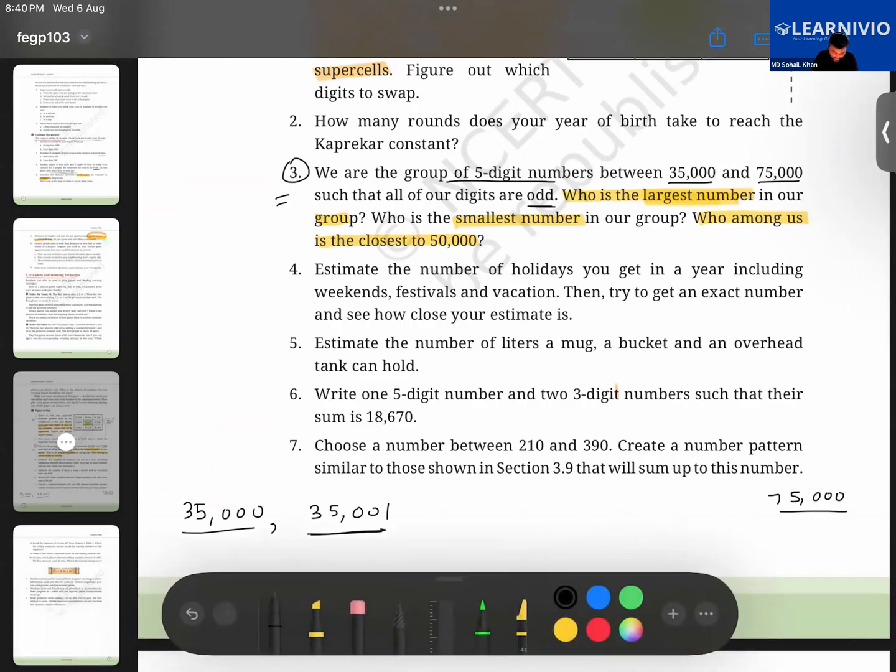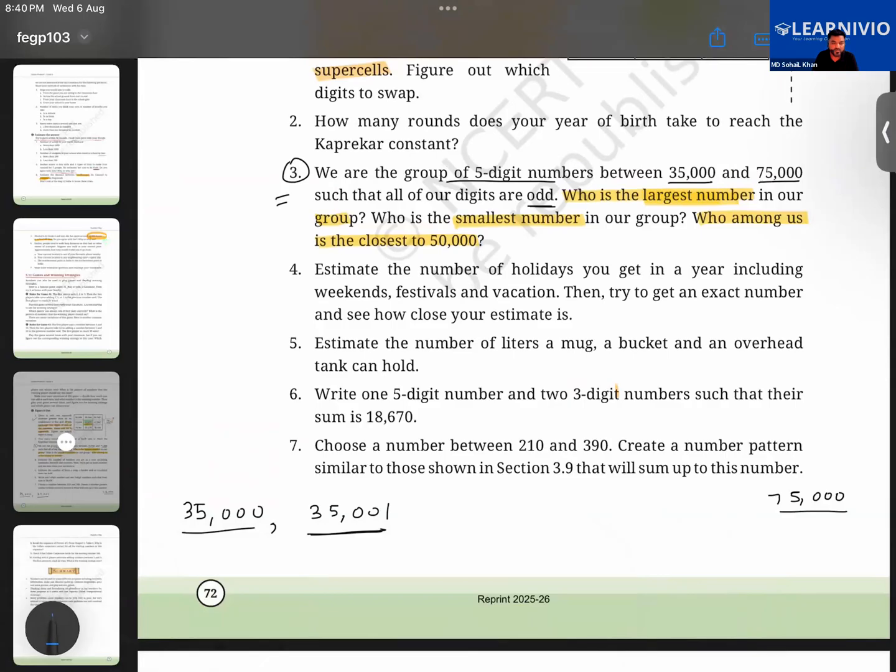Because if we read the question carefully, all of you pay attention here. Stop doing whatever you are doing. It says we are the group of 5-digit numbers between 35,000 and 75,000 such that all of our digits are odd. Can we get the largest one, 75,999? That will be greater than 75,000. No, we have to take between 35,000 and 75,000. The largest number in the group, if it is odd, will be 73,999. Well done.